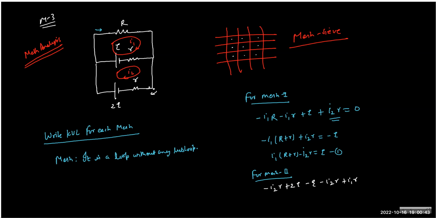Okay, are you getting this part? Why are we adding? So that is from the other loop, moving in the opposite direction, so it will add up. And this will give you another equation. So I can add here I1R minus 2 I2R plus E equals 0. So I can write in terms of equation, I1R minus 2R I2 plus E equals 0.